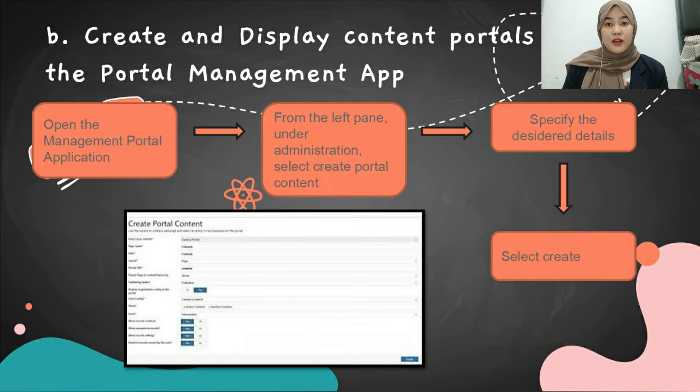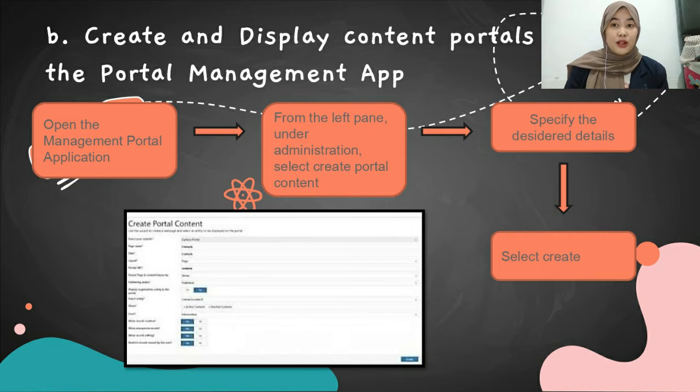Next, I will explain about creating and displaying portal content using the portal management application. To create a web page using a basic form and block is a complex task. The wizard for creating portal content simplifies this process. You can use this wizard to create and expose portal content by filling in the minimum required fields. 1. Open the portal management application. 2. From the left pane, under administration, select create portal content.